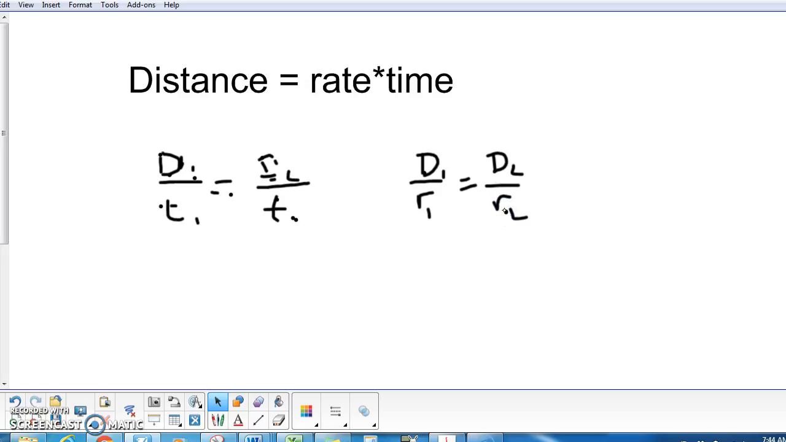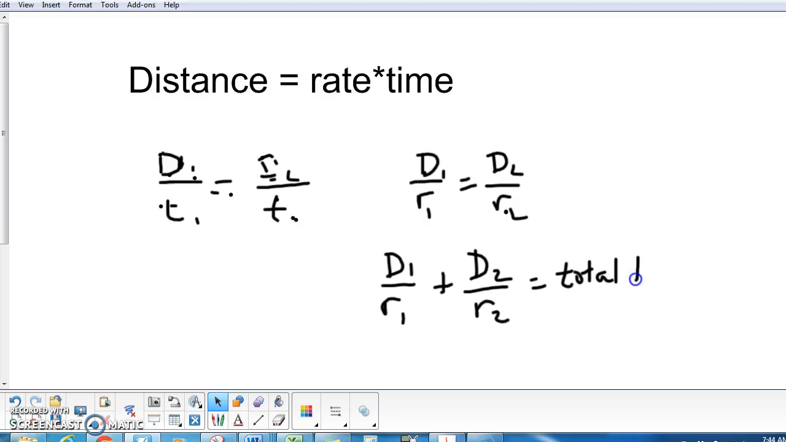If you know that the times add up to something, maybe you know the total time is 4 hours and you don't necessarily know how much is one direction or how much is the other, you would have an equation like D1 over R1 plus D2 over R2 equals whatever that total time is, if you're given that. So you have to look at what you're given and what you want to know, and then you can solve that equation.